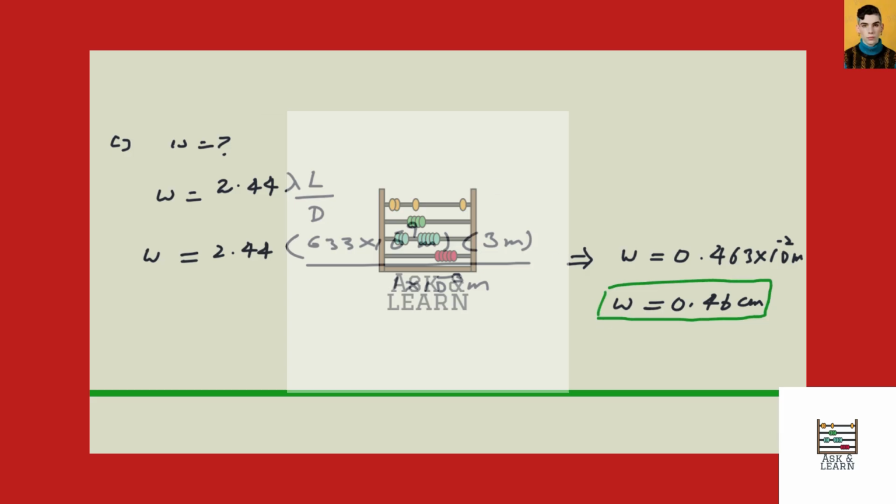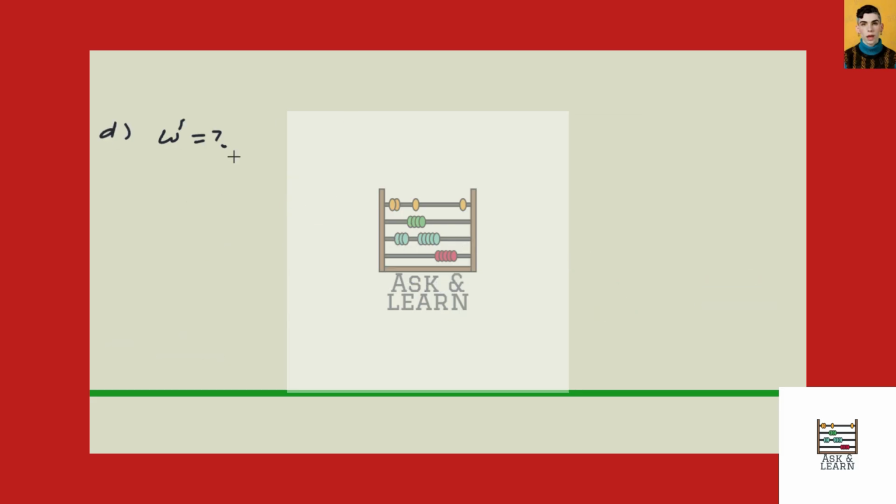Well, in part D of this problem, we are going to calculate the diameter of the beam after it travels 1 kilometer of distance. So let this diameter be omega prime. In order to calculate this omega prime, we use the equation omega prime equals 2.44 lambda L prime divided by d.